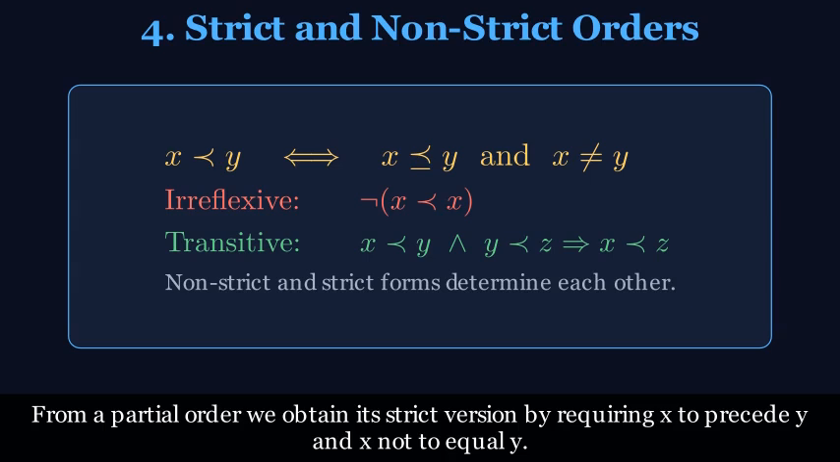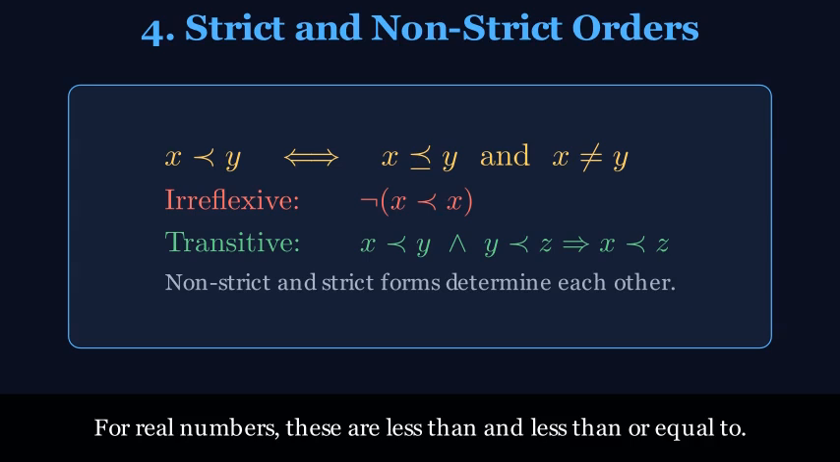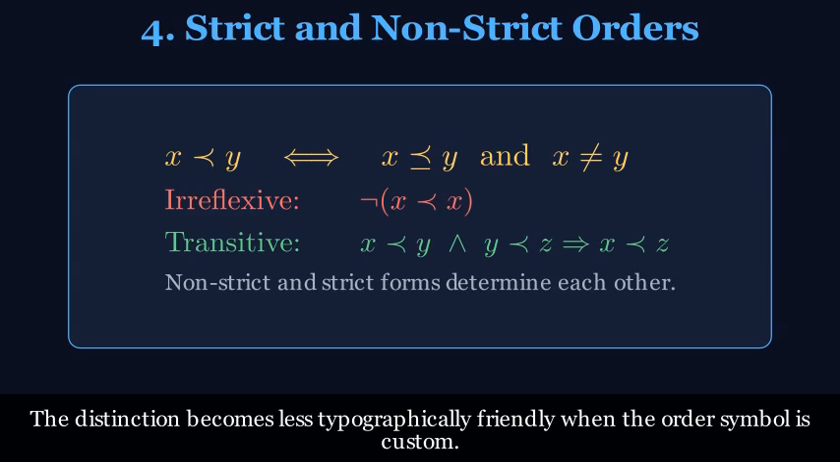From a partial order, we obtain its strict version by requiring X to precede Y and X not to equal Y. A strict order is irreflexive and transitive. In a partial order, the strict and non-strict versions determine one another. For real numbers, these are less than and less than or equal to. The distinction becomes less typographically friendly when the order symbol is custom.